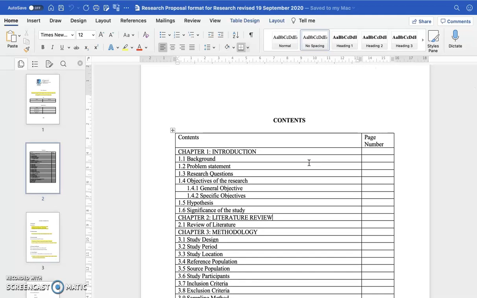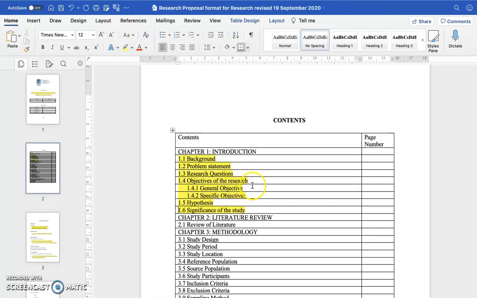So, first we will see what is to be included in introduction. Introduction should have background, problem statement, research questions, and objective of the research, hypothesis, and significance of the study. So, what all things? Background should be there. Problem statement. What is the problem statement? Then you have to give the research questions. Okay, what is the research question?